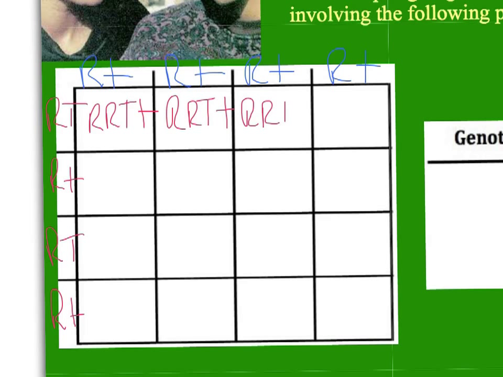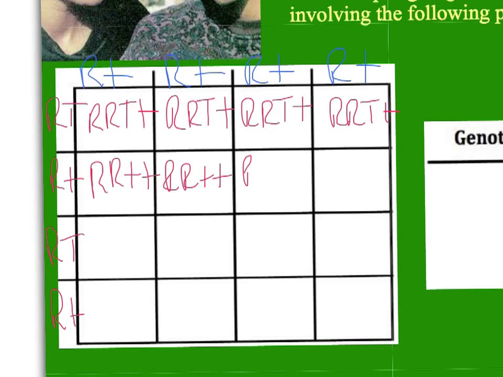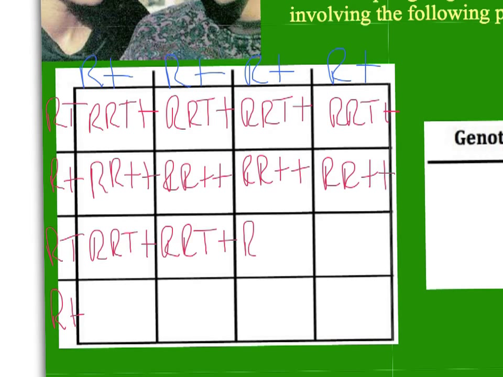So while I'm filling this in, go ahead and fill your own in. Second row is going to be big R, and 2 little t's. All the way across. My third row, I'm back to big R's and big T, little t. And my fourth row, I'm back to big R's and 2 little t's. Sorry.